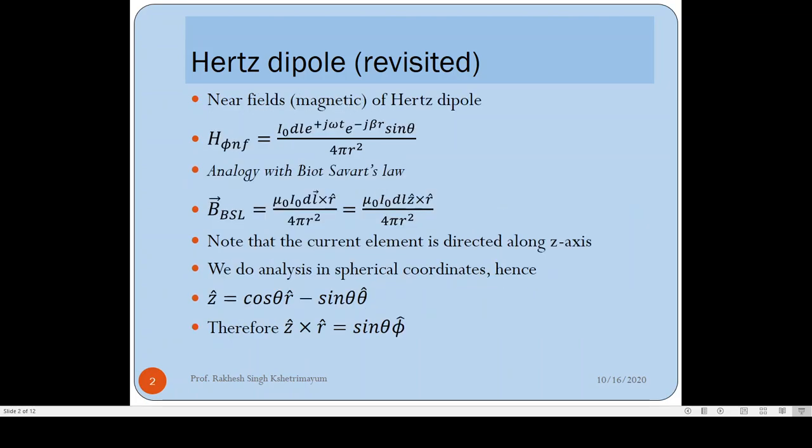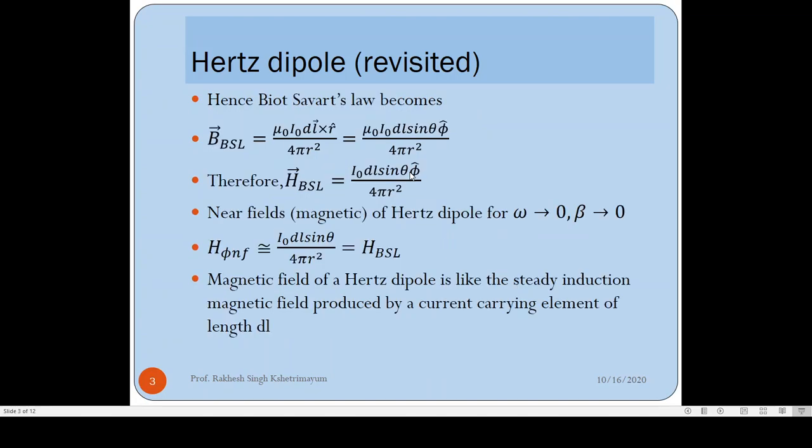So going back to the expression you have for the H phi in the near field of a Hertz dipole, this was the expression. If you compare these two equations, the only difference is the exponential plus j omega t and exponential minus j beta r term you have for the near field magnetic field of a Hertz dipole. But from the Biot-Savart's law, for any current carrying element positioned along the z-axis, this is the expression you have for the magnetic field intensity.